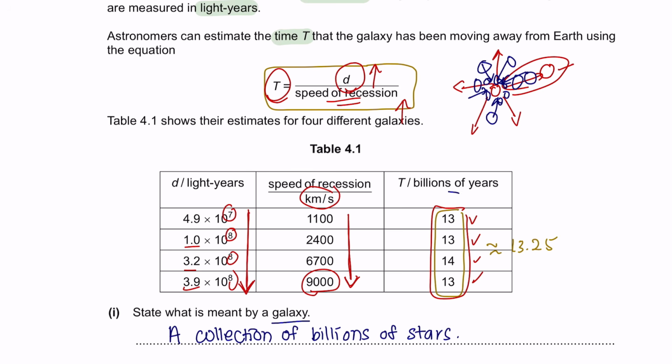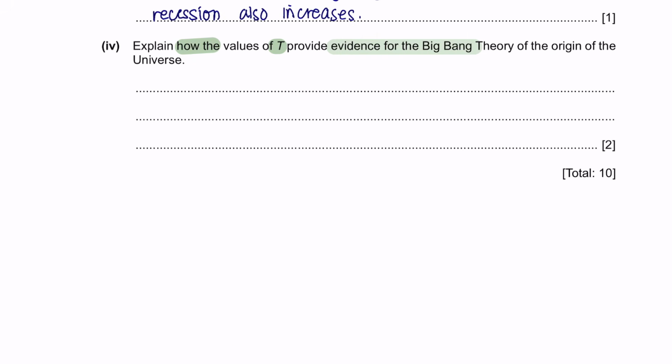And now if we go back to a value of t 13 billion years ago, we will get a distance and the speed all beginning at one point. So the value of t here tells us that all galaxies and Earth were together 13 to 14 billion years ago.